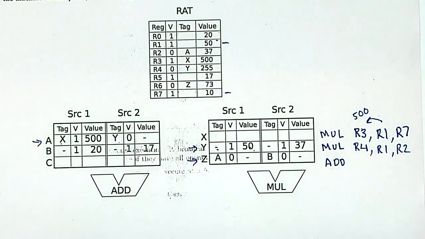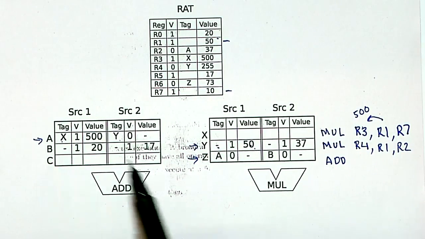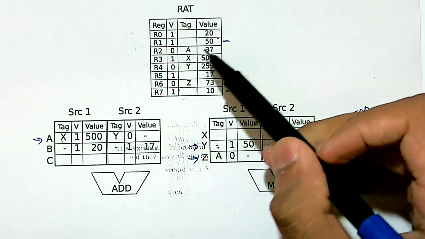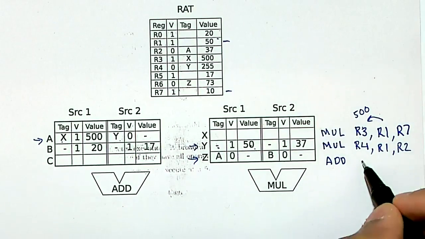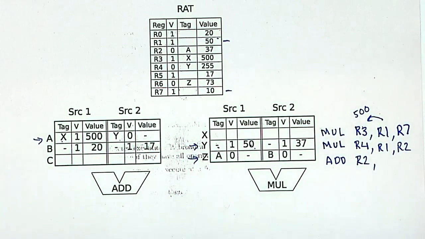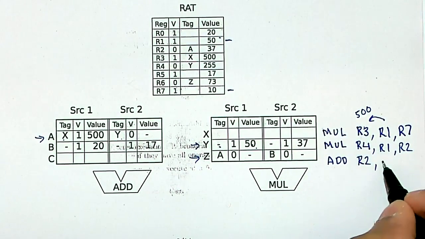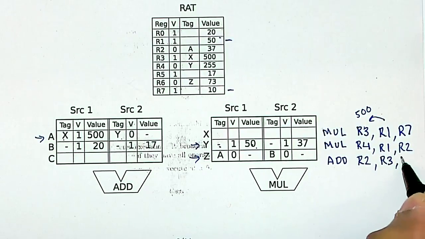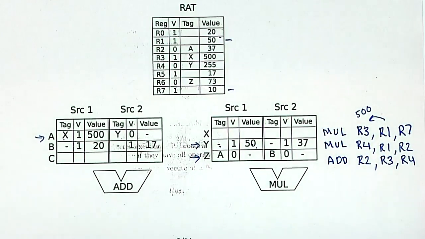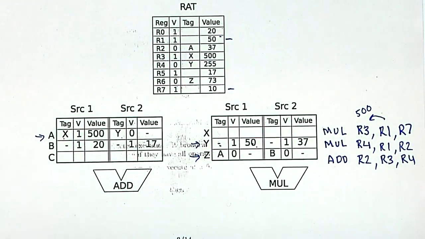Okay? And so again, for this add, we can look in the register alias table to figure out what its destination register was. And in this case, we have R2. And for the source operands, we see that the tag X and the tag Y are the two registers that it's trying to read from. And since X and Y, we know, represent R3 and R4, this instruction should have been add R2, R3, R4. Okay? And so then it's down to figuring out what the last two instructions are.